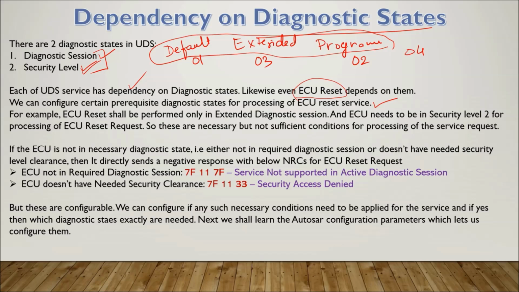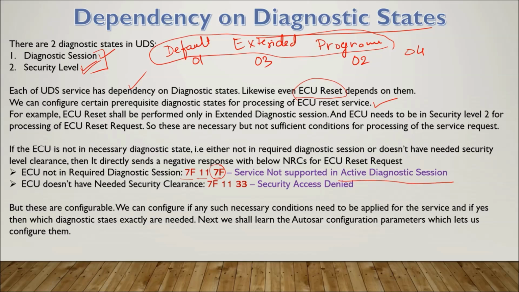So how do we do that? If the ECU is not in the necessary diagnostic state, that is, either not in the required diagnostic session or doesn't have the needed security level clearance, then it directly sends a negative response with the below NRCs for the ECU reset request. Let's say the ECU is not in the requested diagnostic session, and at that time you request ECU reset. Then you will get 7F 11 7F. This is the NRC. NRC 7F stands for service not supported in active diagnostic session.